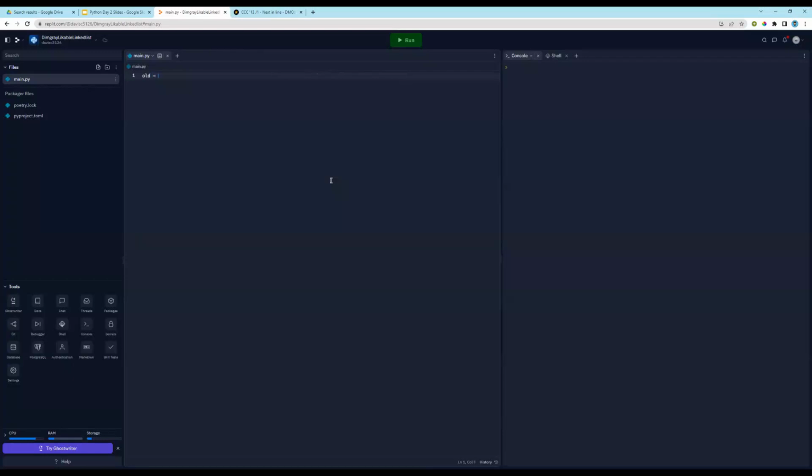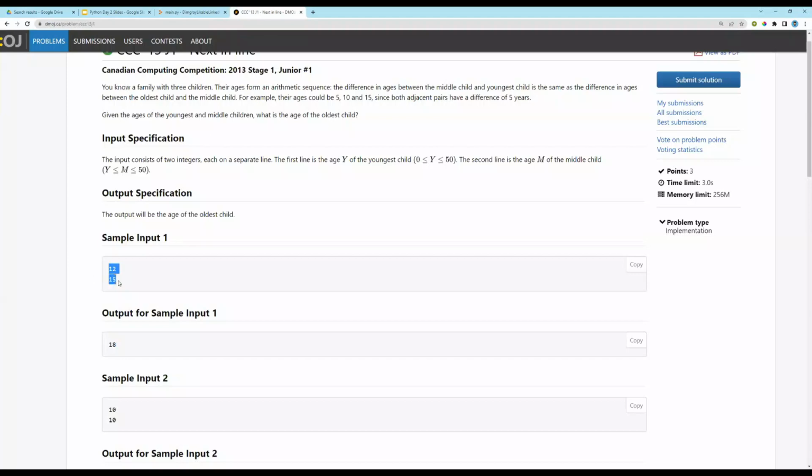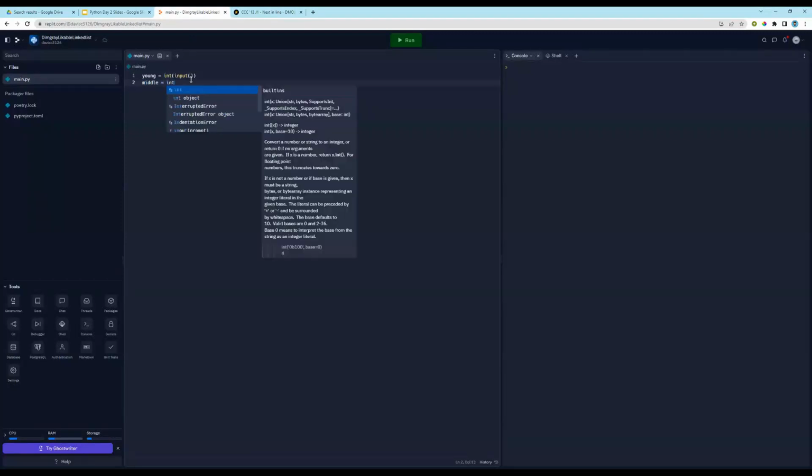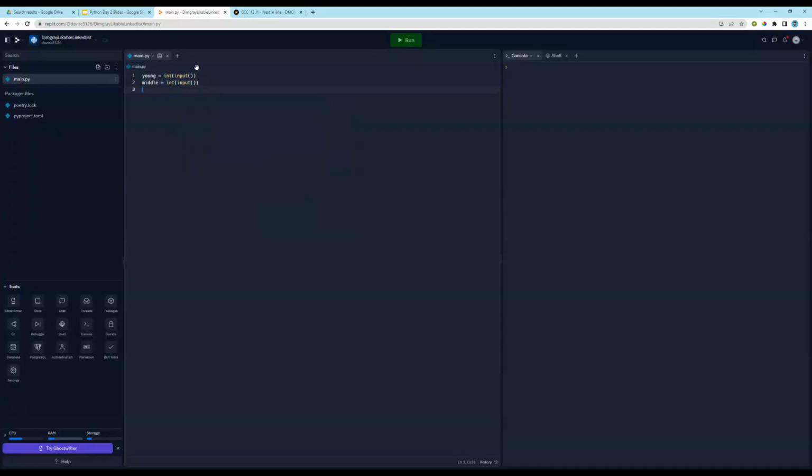First of all, we have the youngest child, so we type in something like young equals, and for input, remember we just do input. But remember we have to cast it into an integer, because we're taking 2 integer numbers as input. So 12 and 15, these are 2 numbers, so I have to cast them as integers. We have one input as young, and then another one which is the middle child. So middle equals the same thing, input.